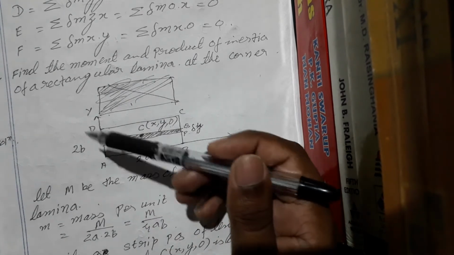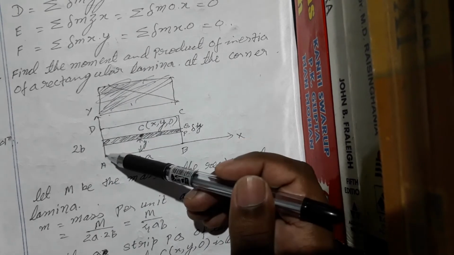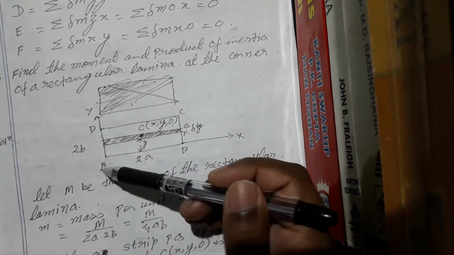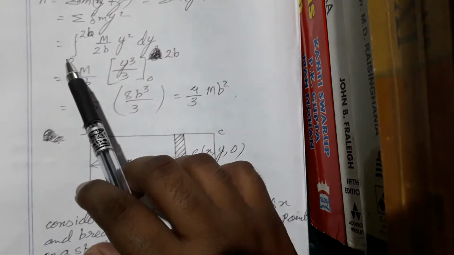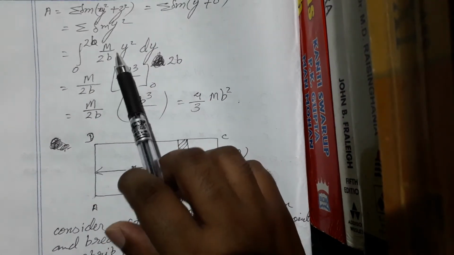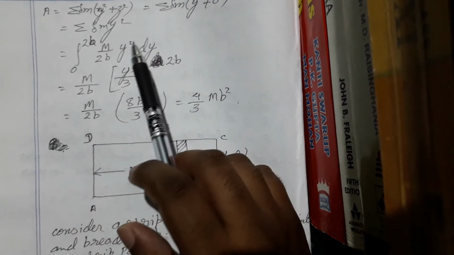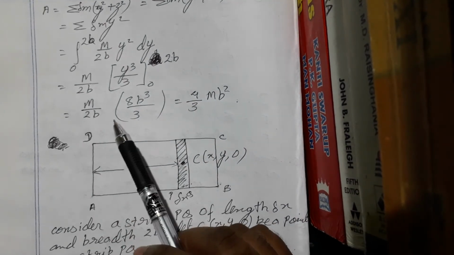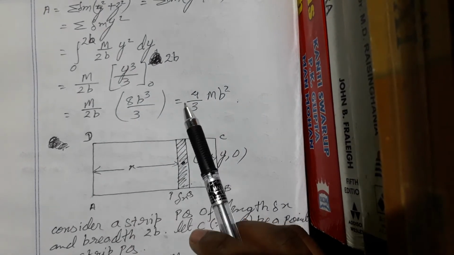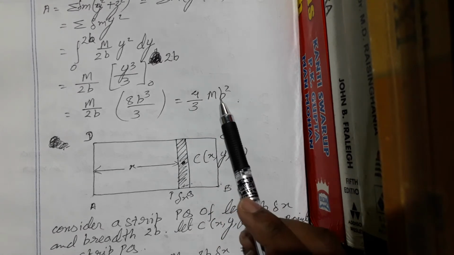The range of the y-axis is from 0 to 2b, so that's why we are taking the limit from 0 to 2b. So here the limit is 0 to 2b, M by 2b y squared dy. M by 2b is a constant, so we take it out of the integration and integrate y squared as usual. After applying the lower and upper limits, we get the moment of inertia as 4 by 3 Mb squared.